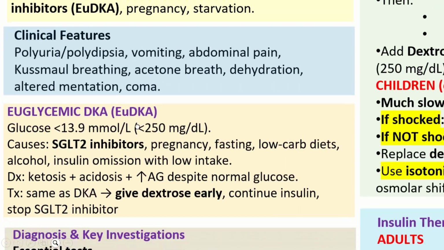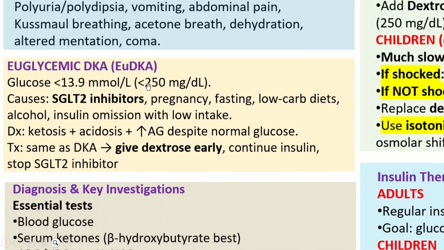So when you look at the euglycemic DKA, this is when we have a glucose less than 13.9 millimoles or less than 250 milligrams. So you can see this one is slightly above the upper limit, but it is not that much. So what happens is that when we have SGLT2 inhibitors, when someone is pregnant or someone is fasting, or they're on low carb diets, or they miss their insulin, but also taking very little glucose, they cannot go into hyperglycemia. What happens is that they will have production of ketones as a substitute to provide fuel for the brain, and that is going to lead to the DKA.